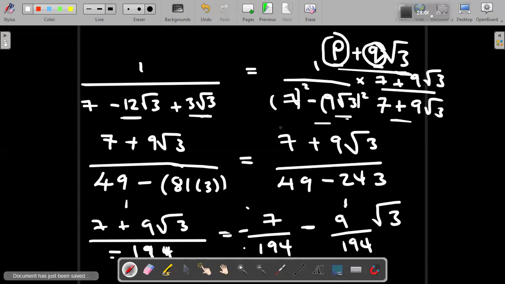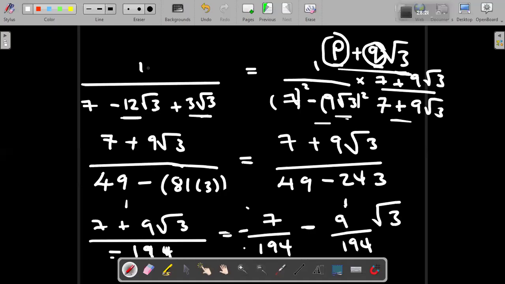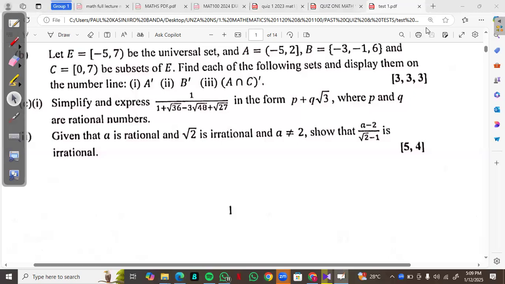Okay, so it's not about it looking correct. Let me show you the question. Read: the question says simplify in the form p plus q root of 3, where p and q are rational numbers. They have to be rational numbers. All rational numbers, we say these are numbers that can be expressed in the form a over b, where b is not equal to 0, and these two have no common factors. And we can see that's the form where we've ended. So that's how you conclude. Okay, now let's do the question that follows.